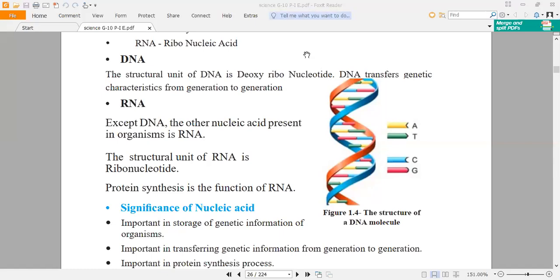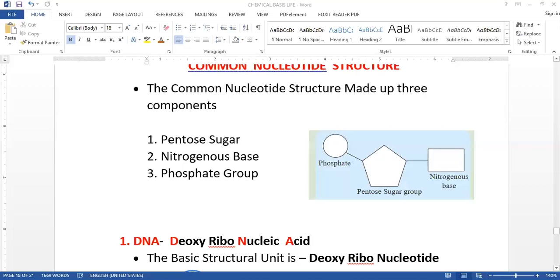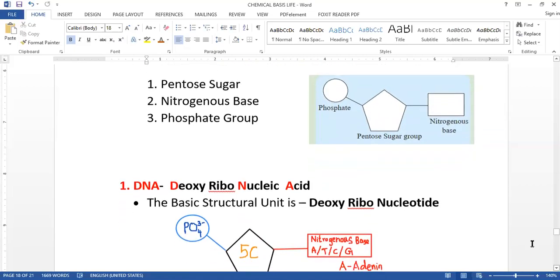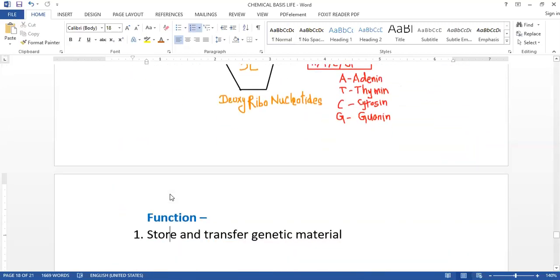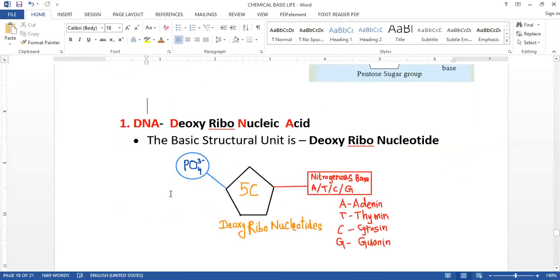Okay. So now here, if you come to this, it contains 3 main parts: pentose sugar, nitrogenous base, and phosphate group. And there are 2 types of nucleic acid. One is DNA, which means deoxyribonucleic acid.